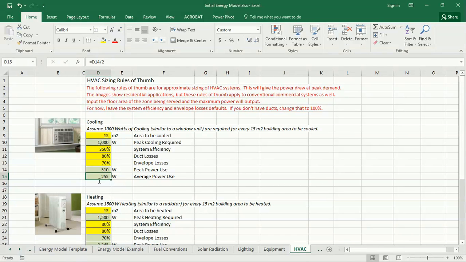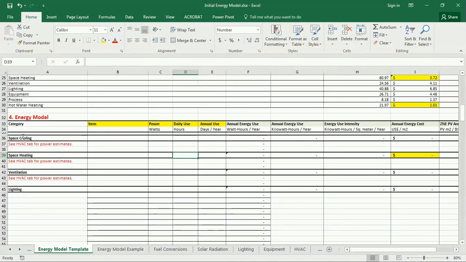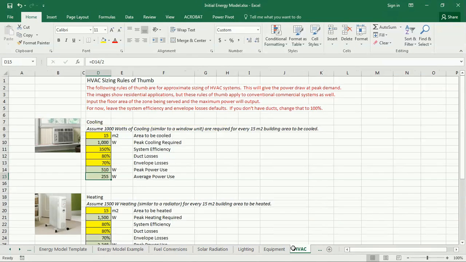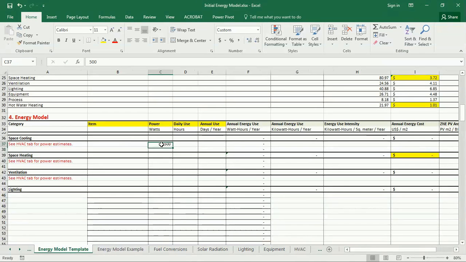So you're going to take one of these power use numbers and go back to the energy model template, and here under cooling power, type in what you think it is. I think that was right. 510 is what it should be. And then describe what it is. So we'll say bedroom window unit.